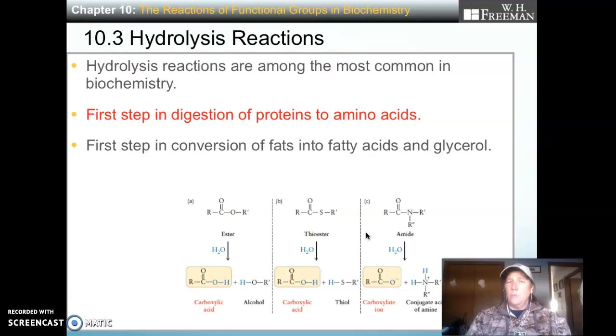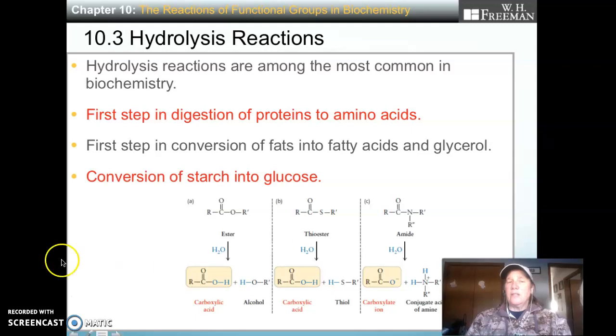Another one is when we convert fats into fatty acids and glycerols. Again, that's another first step that can occur. So with all the biomolecules, with proteins, with fats, with carbohydrates, the next one is the carbohydrate. We have 4 biomolecules. 3 of them involve food: fats, proteins, and carbohydrates. All 3 of them have a conversion with hydrolysis. Digestion, again, is breaking down proteins into amino acids, converting fats into fatty acids, and then converting starch into glucose.